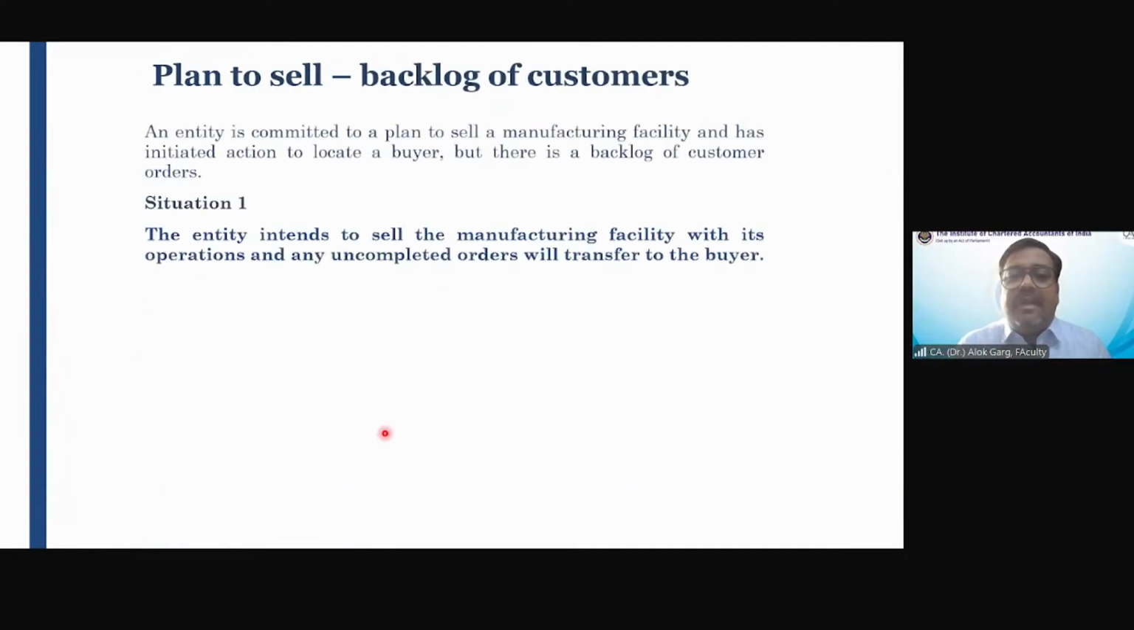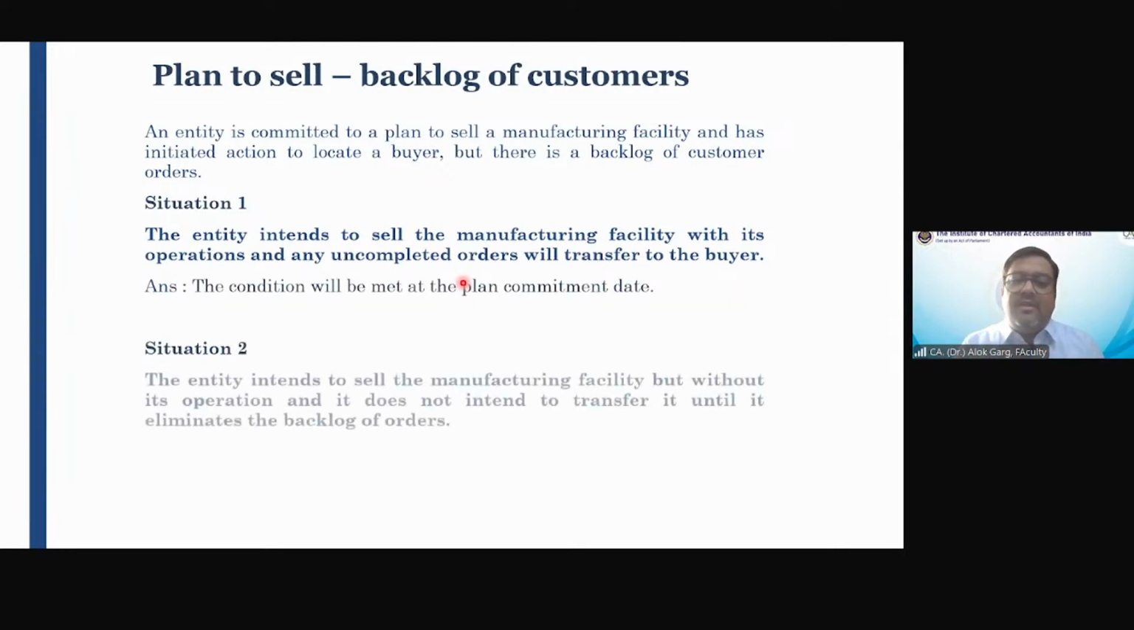An entity is committed to a plan to sell a manufacturing facility, a factory, and has initiated action to locate a buyer. But there is a backlog of customer orders. The entity intends to sell the factory with its operations, and any uncompleted orders will transfer to the buyer. Whether ISPC condition is meeting or not meeting? Meeting, yes. Any uncompleted order will transfer to the buyer, means the buyer ही उसको complete करेगा.